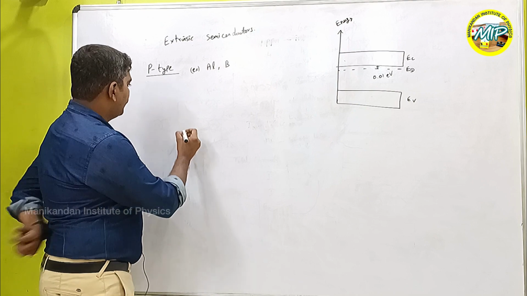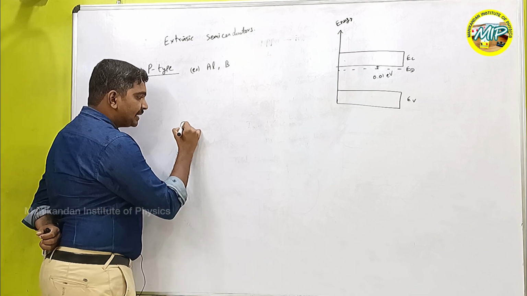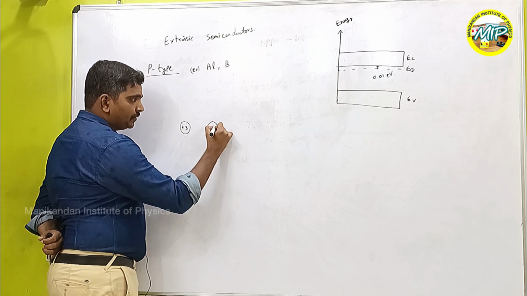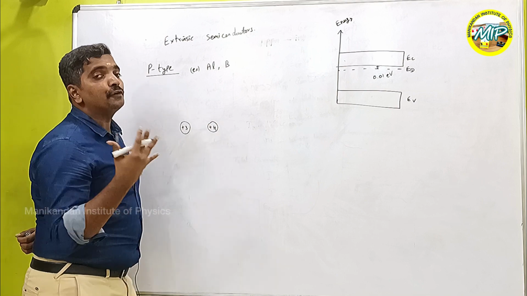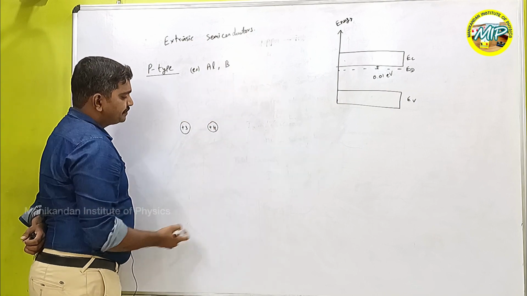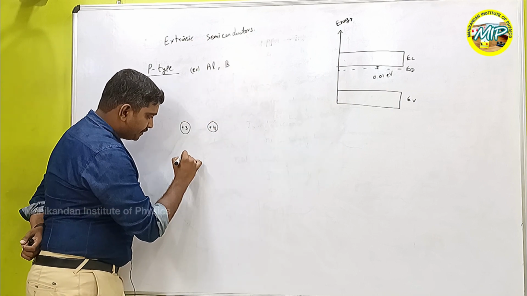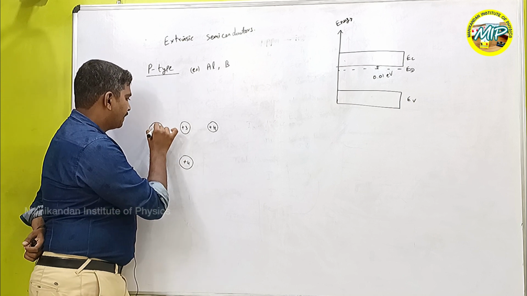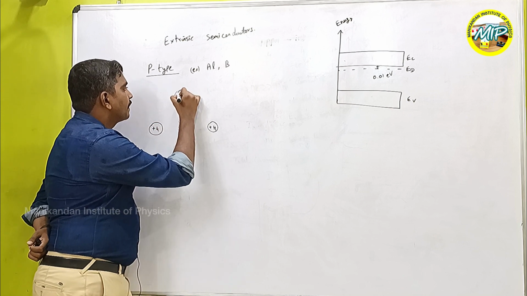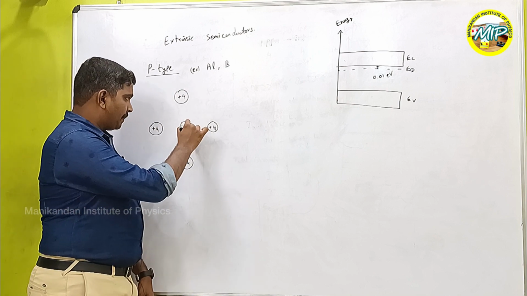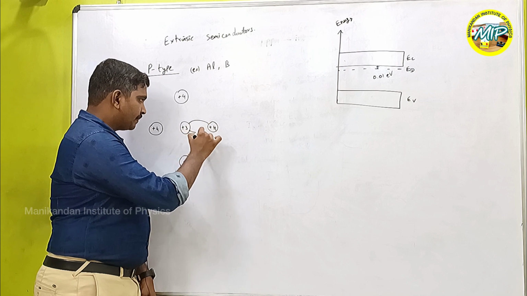So in this case, I have a plus 3. We have silicon plus 4. Plus 4 means we have 4 valency. Here we have a 3 valency in the case of aluminum as well as the boron. Okay, right? So it will form a covalent bond with this and this.